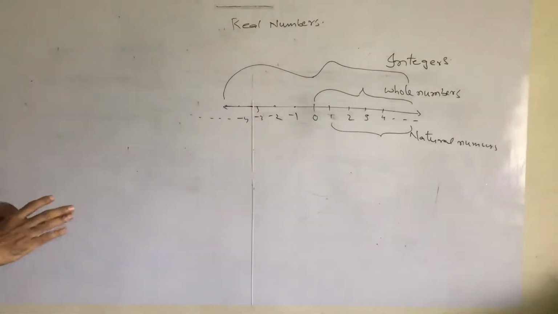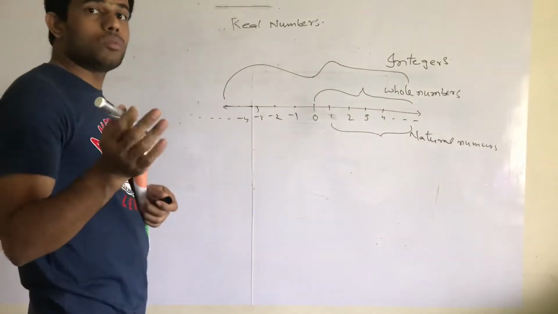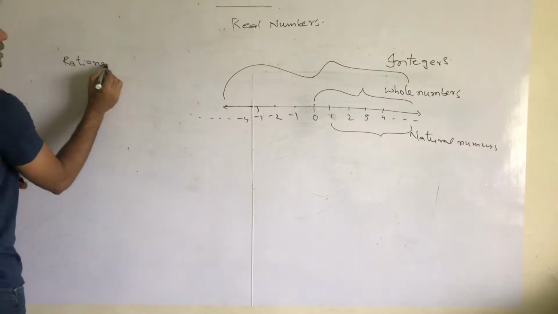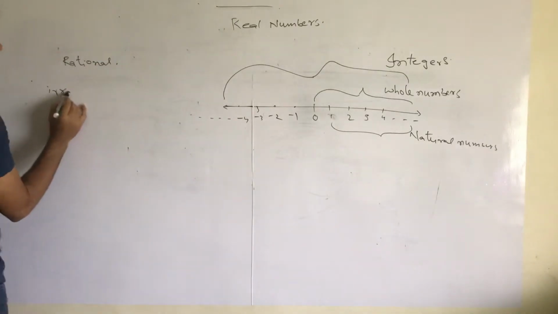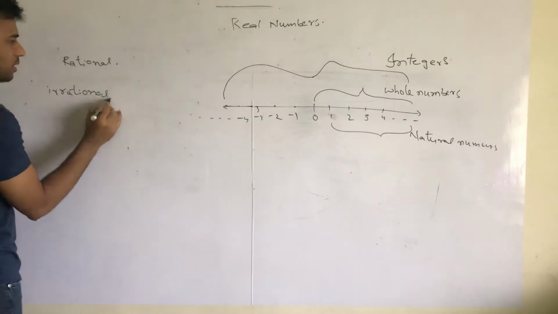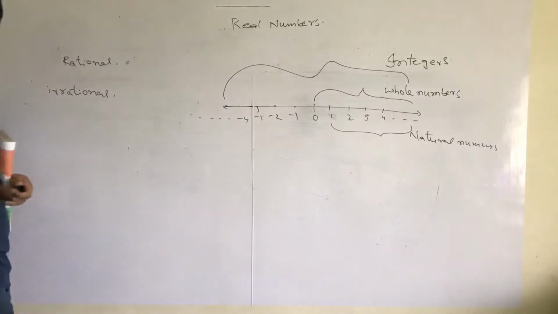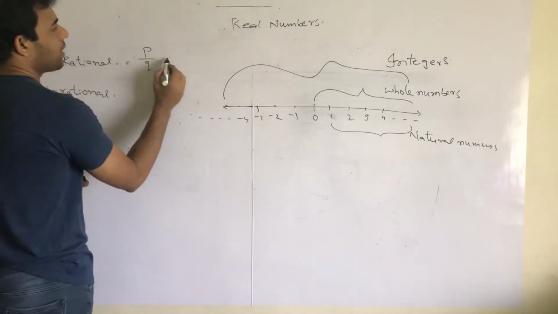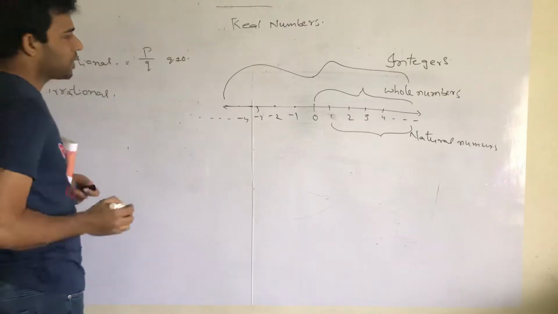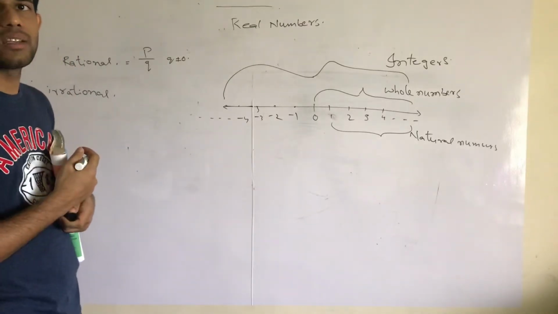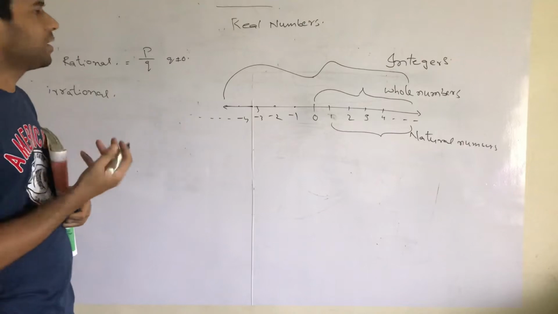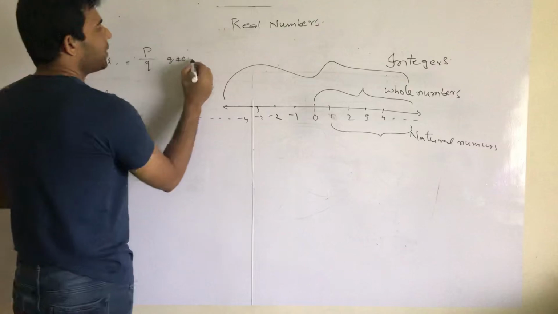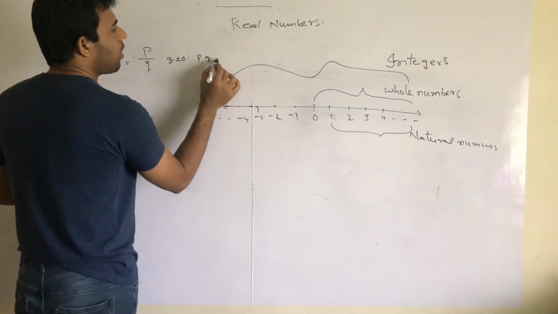Now there are other things that you might have learned. What's a rational number? There are two things, rational and irrational. So a rational number is something which can be written in the form of P by Q, where Q is not equal to 0, because if the denominator is 0 in a fraction, then that is not determined, right? So that's why Q should not be 0, and P, Q are integers.